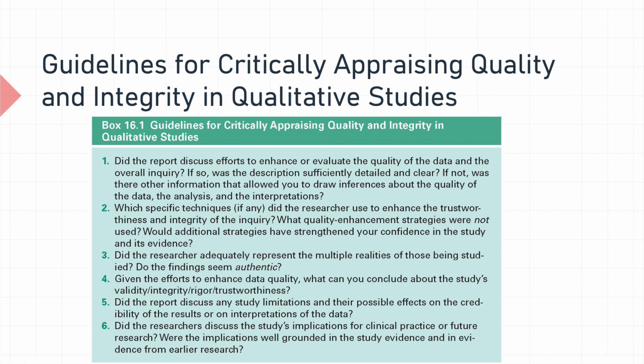Given the efforts to enhance data quality, what can you conclude about the study's validity, integrity, rigor, and trustworthiness? This is really important because when you read a study, if you're the reviewer for a journal, you want to answer these things before you basically say, yes, this should be published. But even as a reader, you need to know that sometimes bad studies slip through. And you need to be able to ask yourself questions like this when you're reading a study.